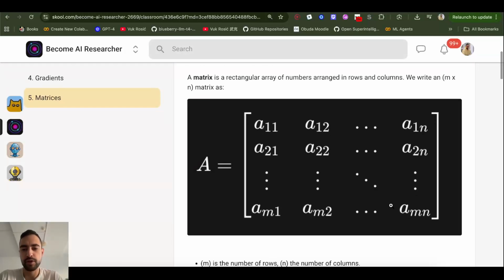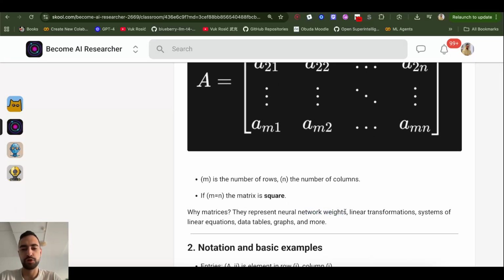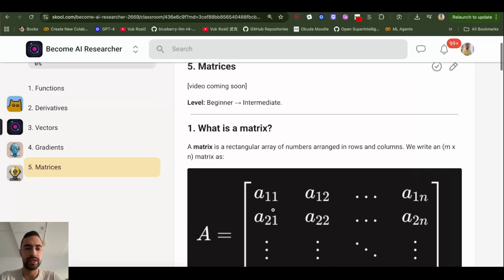So if the number of rows and number of columns is equal, then that's a square matrix. Matrices usually represent neural network weights. They can also represent gradients in the backpropagation. So we learned about gradients here, so they can be saved in matrices.